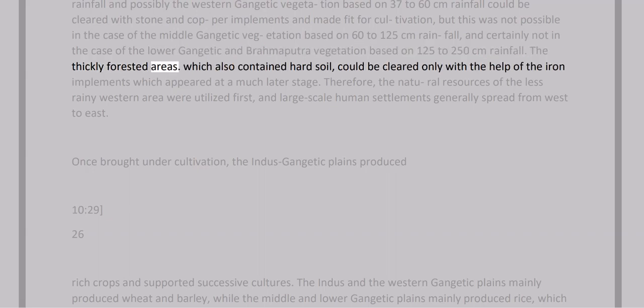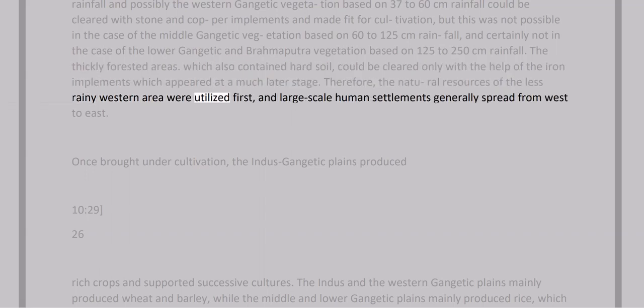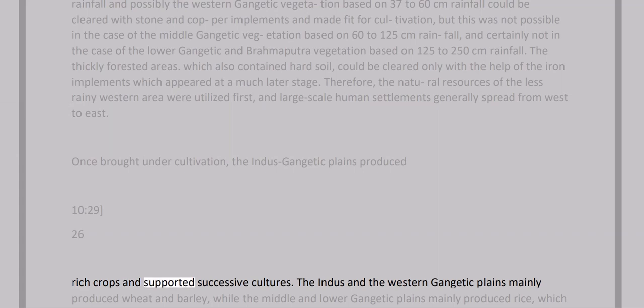The thickly forested areas, which also contained hard soil, could be cleared only with the help of iron implements, which appeared at a much later stage. Therefore, the natural resources of the less rainy western area were utilized first, and large-scale human settlements generally spread from west to east. Once brought under cultivation, the Indus-Gangetic plains produced rich crops and supported successive cultures.